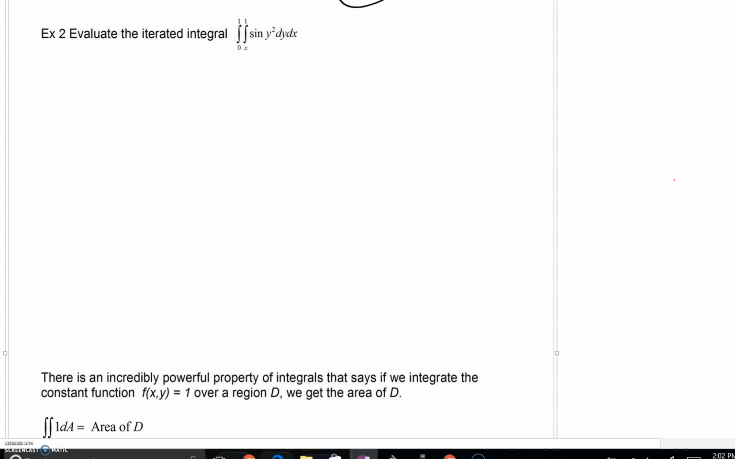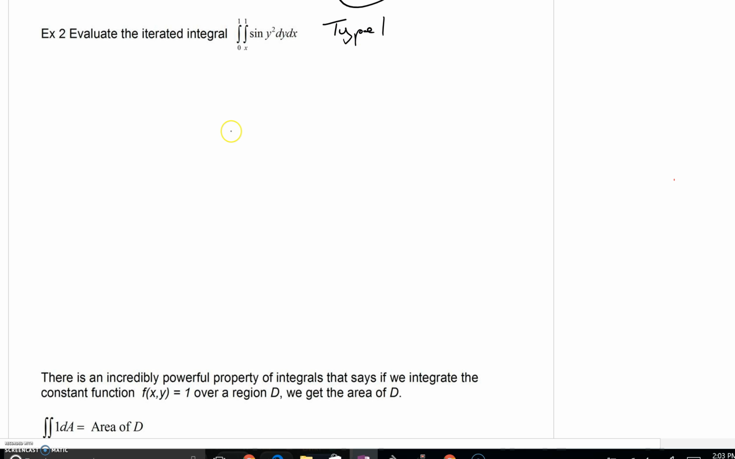Picking back up with number 2, as we look at this double integral, we're going to notice that it's definitely a type 1 integral. As we see that we integrate with respect to y first, there's only one issue, one major concern. As we take our antiderivative of sine of y squared, we quickly realize that we can't do that. So that's a big concern with being able to solve this problem.